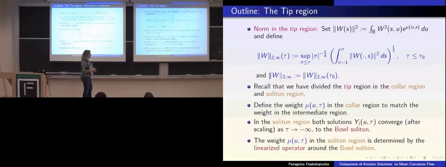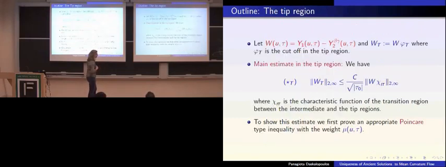All right. And there now, things change because, of course, you don't have the Gaussian weight anymore, because you don't have this operator. So you define a new measure, a new weight, which will work. And, of course, it's related to the fact that you have a bowl soliton near the tip. And with this new weight, you prove a Poincaré type inequality and a coercive estimate in the tip. So, okay, this is technical, and you need to do it.